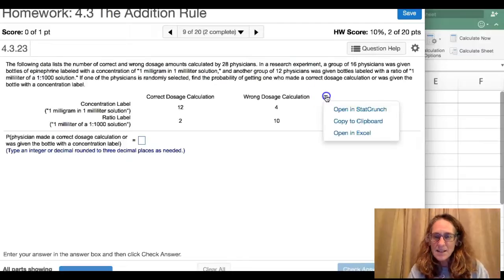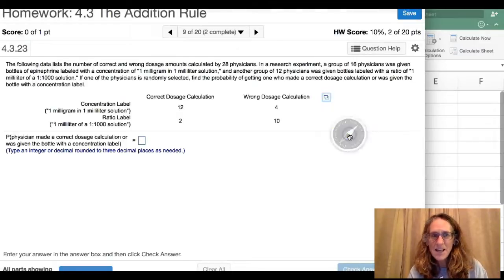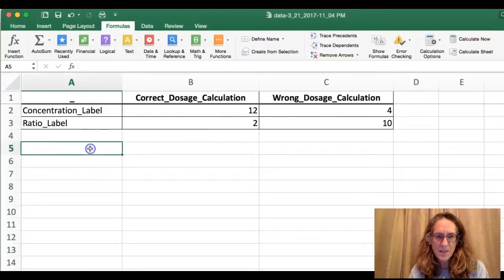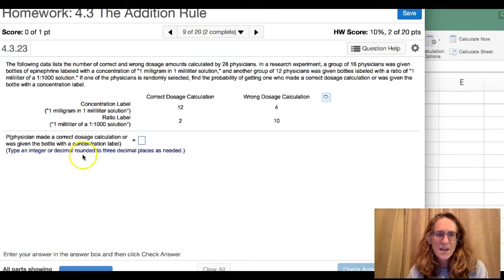Let me see if I can get this to open in Excel. Okay, here we go. These numbers are nice and small, so it's actually pretty easy just to do this in your head if you think about it, except for getting the final decimal. So the question again is, what's the probability that the physician made a correct dosage, so this column, or was given the bottle with a concentration label? So that would be this row.